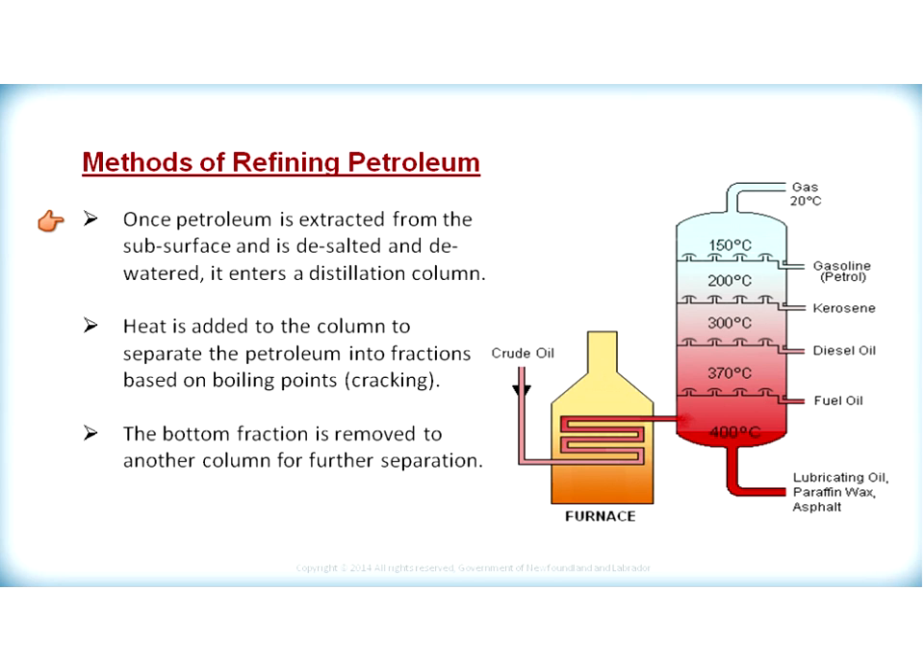Once petroleum is extracted from the subsurface and is desalted and dewatered, it enters a distillation column. Here, heat is added to the column to separate the petroleum into fractions based on boiling points. This process of separating due to temperature and heating is called cracking. The bottom fraction is removed to another column for further separation.